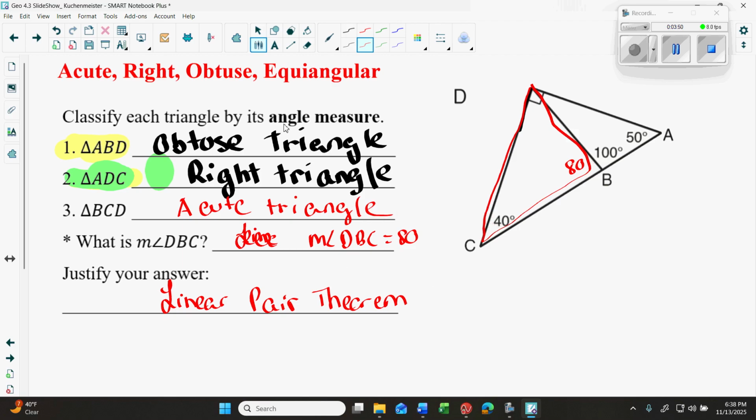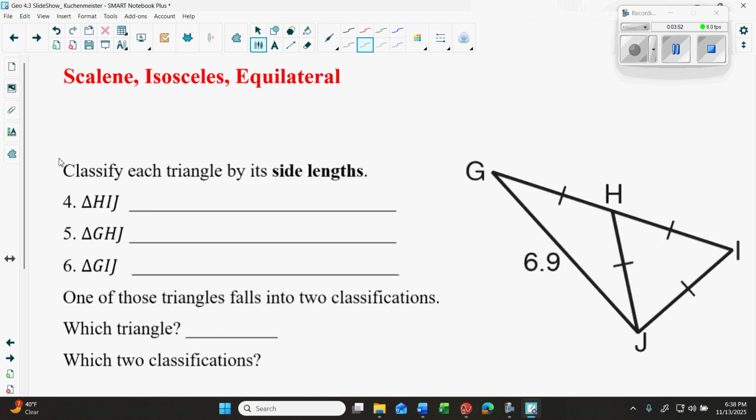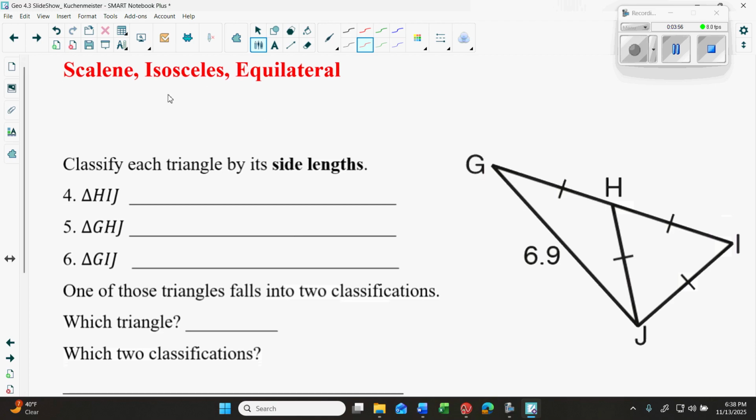All right, let's move on and talk about labeling triangles by their side length. We have three choices: scalene, isosceles, and equilateral. Scalene means no congruent sides. Isosceles means at least two congruent sides. And equilateral means all three sides are congruent.